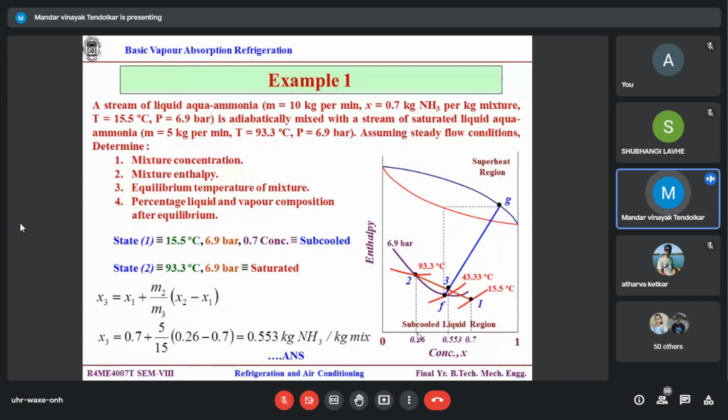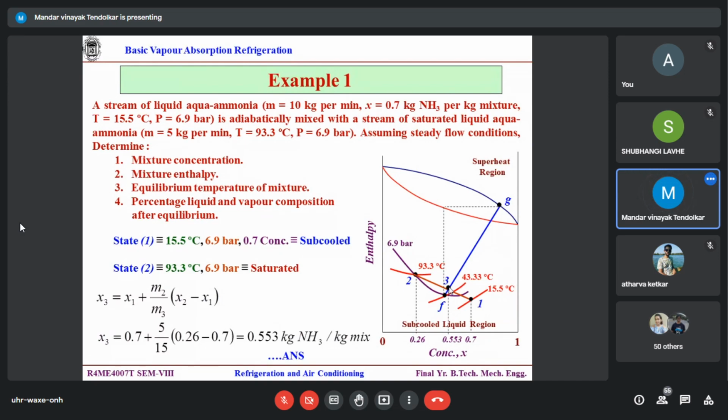So you get 0.55 as the mixture. So now you have to draw a line corresponding to 0.55 vertical as shown over here, and wherever it cuts the line joining 1 and 2, that is your 0.3. Correct? This is what we have seen.